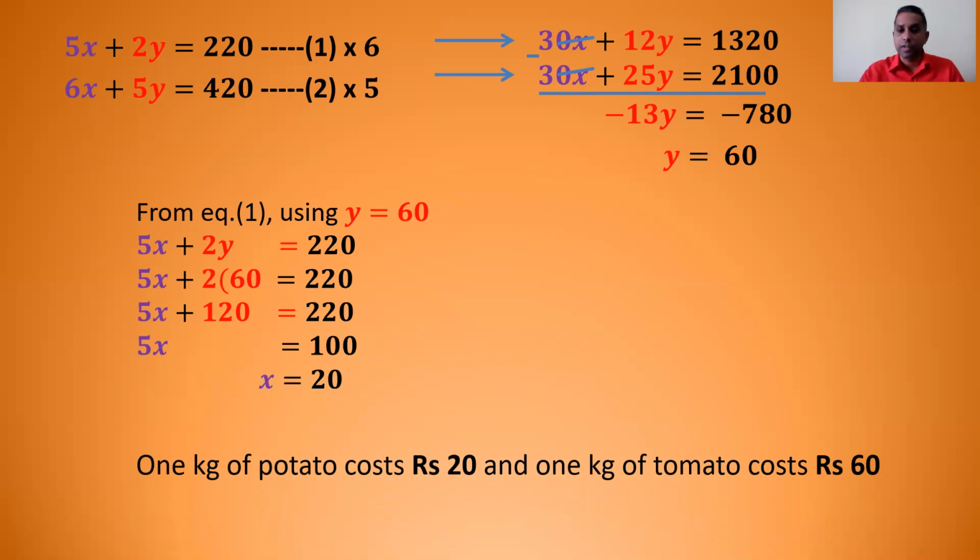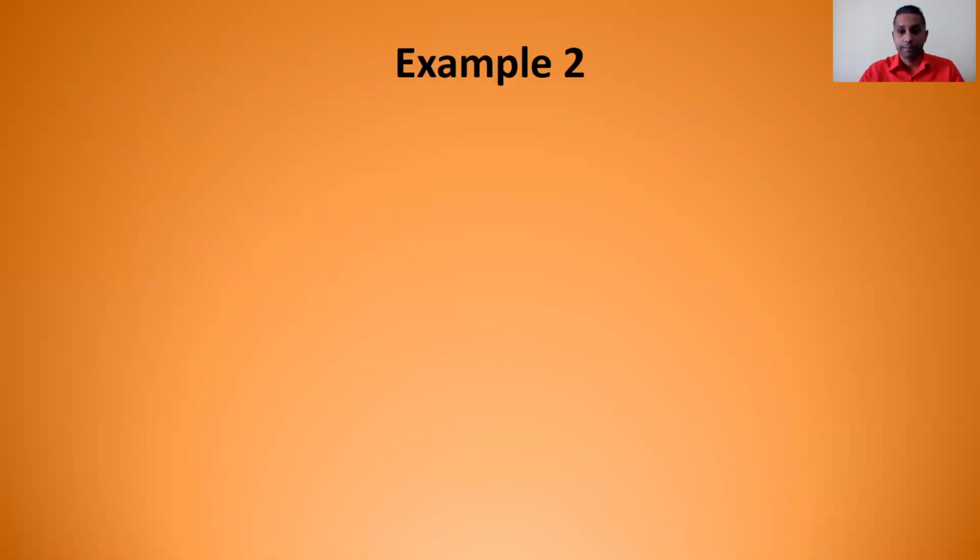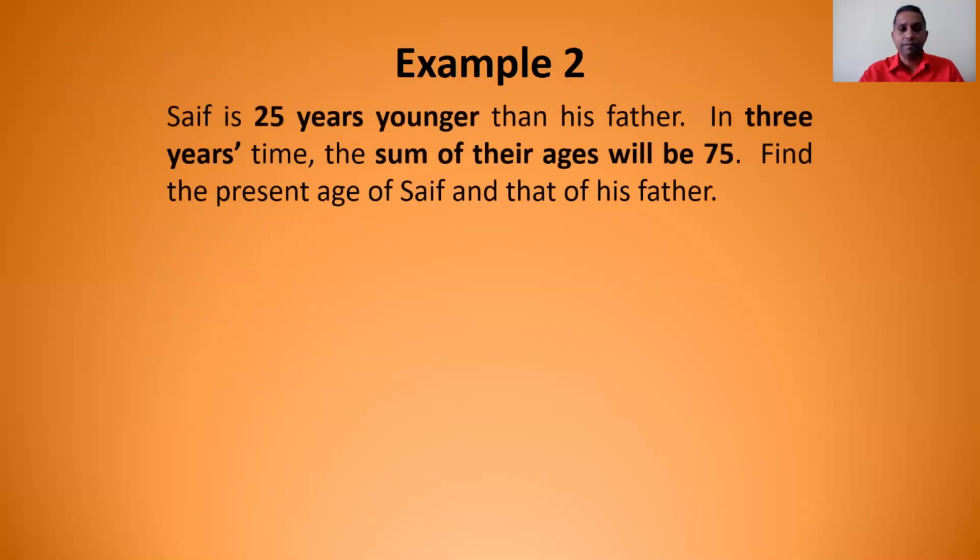Let us now consider the last example based on word problems. Saif is 25 years younger than his father. In 3 years' time, the sum of their ages will be 75. Find the present age of Saif and that of his father.